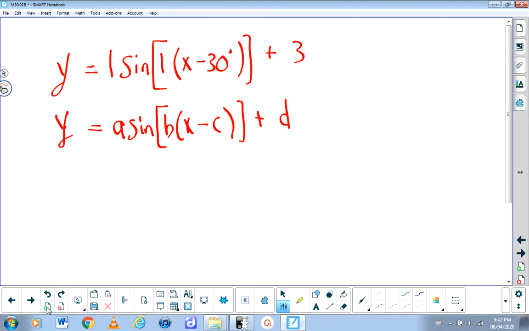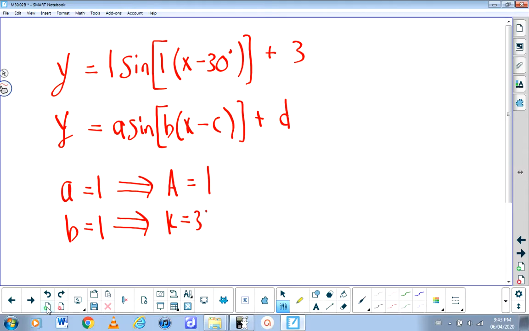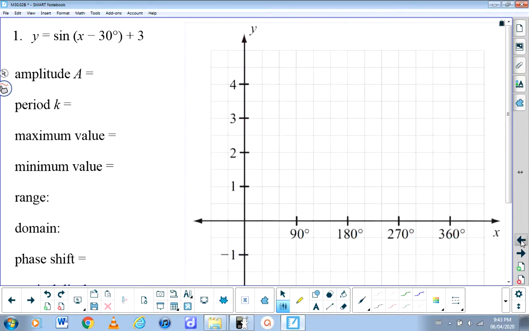So before I go back to the graph, if a is 1, that leads us to the conclusion that the amplitude of this graph is 1. And if b is equal to 1, that leads us to the conclusion that the period is 360 degrees over 1. The period is 360 degrees. And the reason why I'm using degrees is when I take a look at the equation, there was a degree symbol in it. And I can start to fill in information now. I know the amplitude is 1 and the period is 360 degrees.